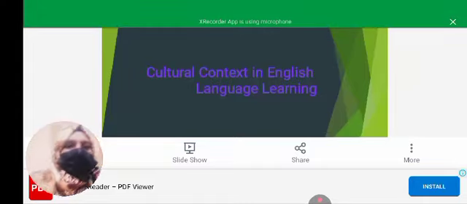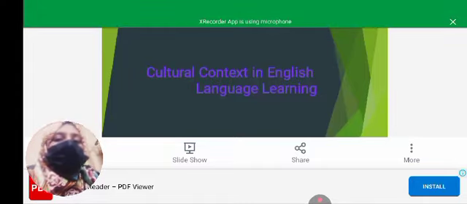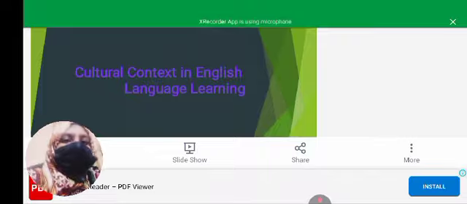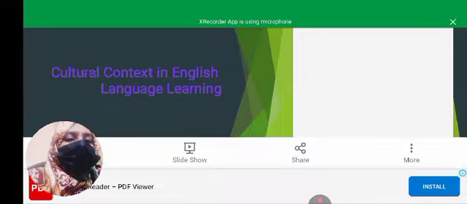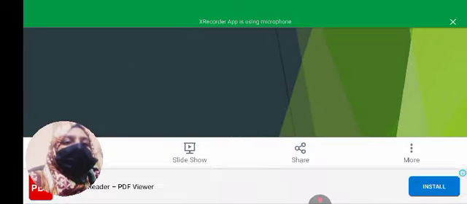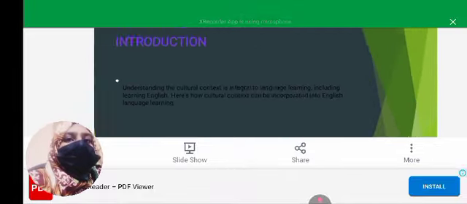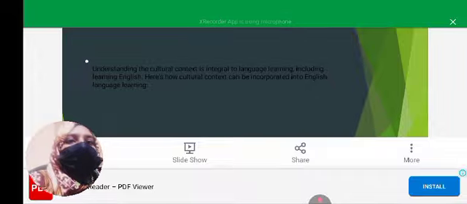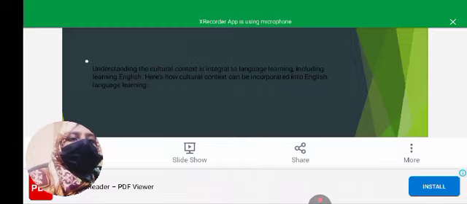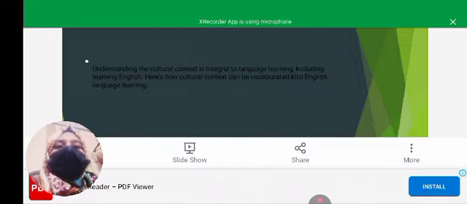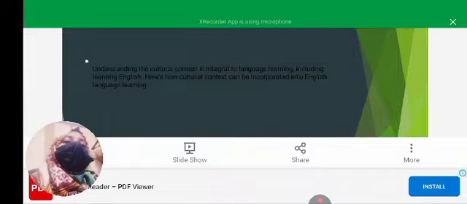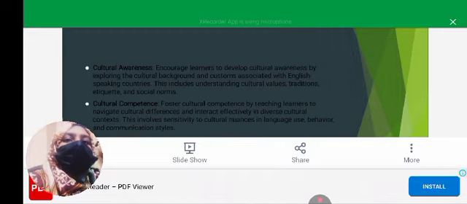in English language learning. So, what is cultural context in English language learning? Okay, here is the introduction. Understanding the cultural context is integral to language learning, including learning English. Here's how cultural context can be incorporated into English language learning.